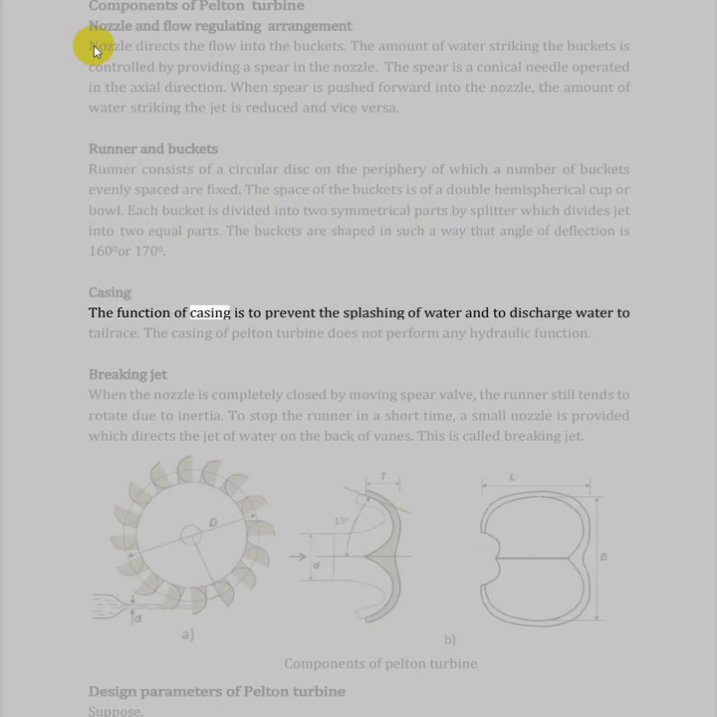Casing. The function of the casing is to prevent the splashing of water and to discharge water to the tail race. The casing of a Pelton turbine does not perform any hydraulic function. Braking jet. When the nozzle is completely closed by moving the spear valve, the runner still tends to rotate due to inertia. To stop the runner in a short time, a small nozzle is provided which directs a jet of water on the back of the vanes. This is called the braking jet.